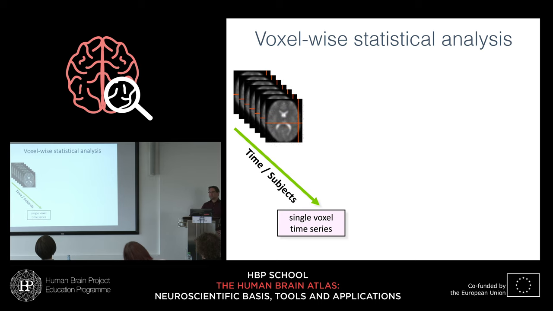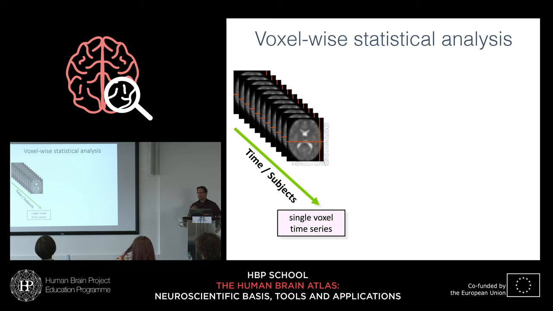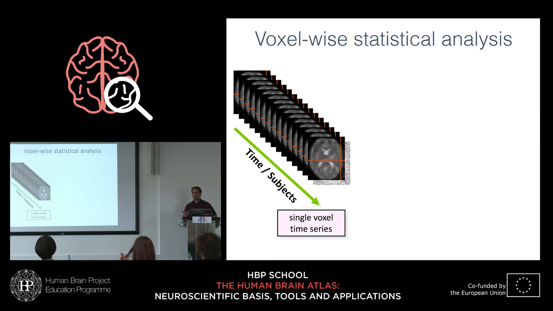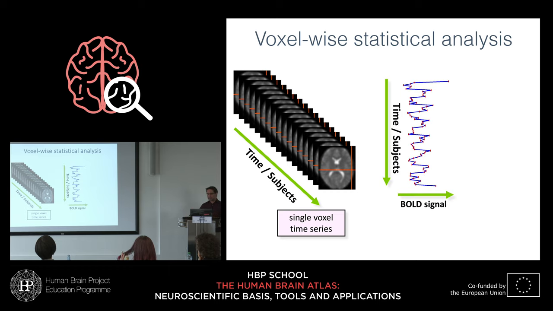We have a time series, which actually is a 4D matrix, because we have three dimensions in the brain, and then time as the fourth dimension. And across that 4D time series, the same location in the grid always refers to the same brain location within subject, across scans, but also across subjects. And then we can, for a particular location, extract the signal.